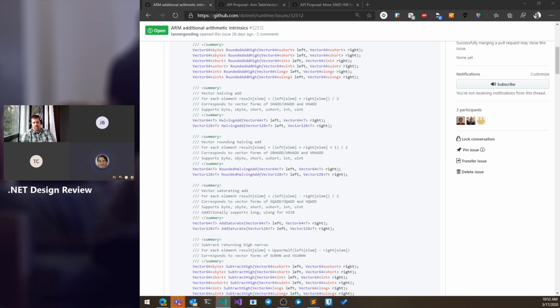And then I guess the next one would be add halving rounded then. I think it would be add rounded halving. I think yes. Specifically because you're doing an add and then a round and then halving. Fair enough. Yeah, I agree with Tanner on that. It was three words. I only had one chance to get it right. All right. So then the next one would be add saturate. I think that seems reasonable.